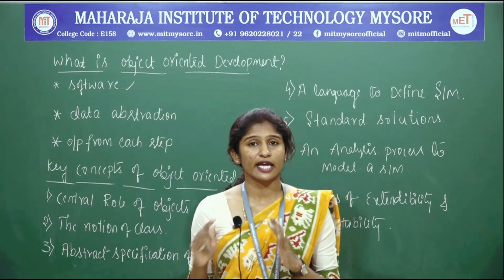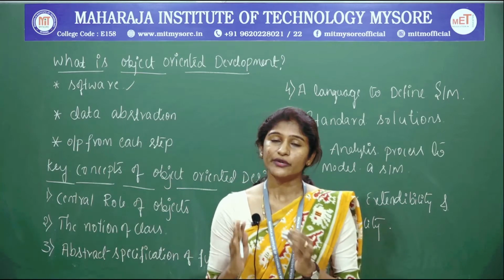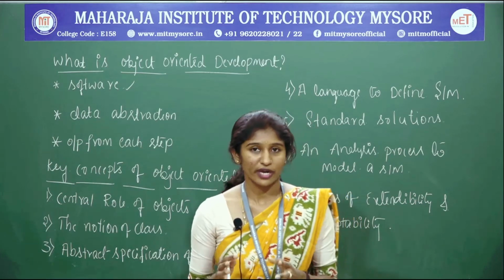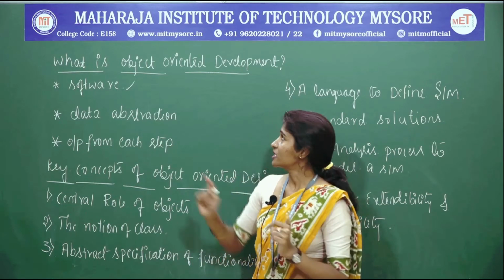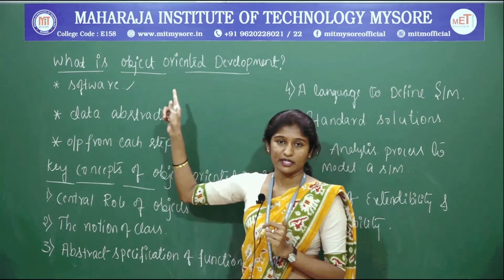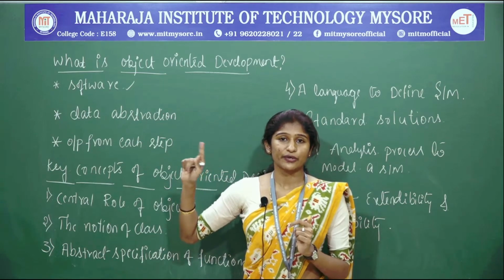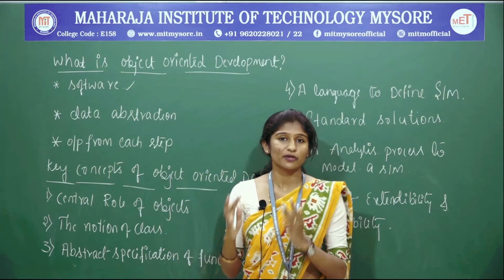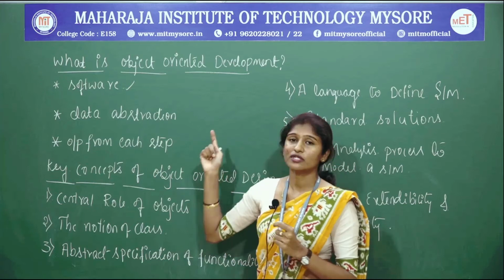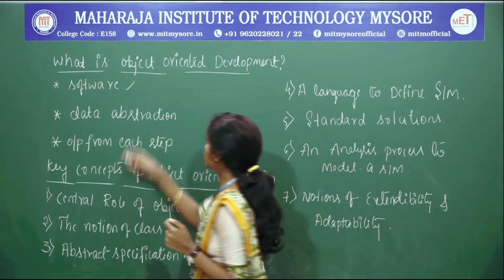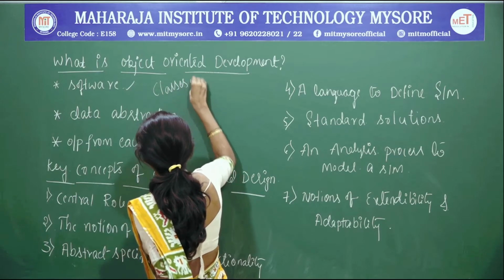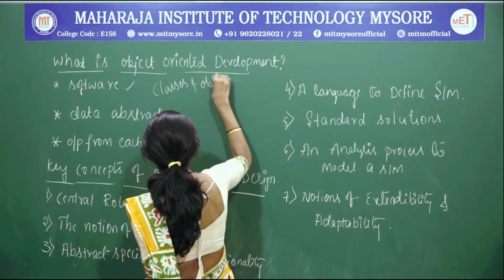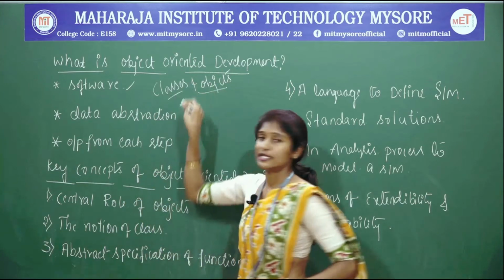In order to design any software, you need to write a program. What does a program consist of? With respect to object oriented development, it consists of classes and objects. If you are going with procedure oriented, it consists of procedures, but now I am going to focus on object oriented. That's why I am stressing that it is going to consist of classes and objects.